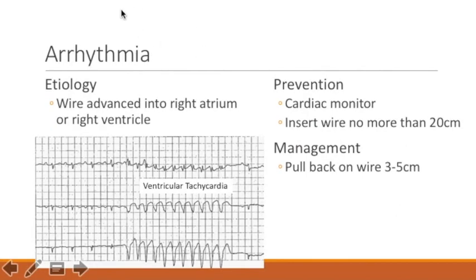Arrhythmias are common, often occurring when the wires advance too far into the right atrium or right ventricle. So you always want to have your patient on a cardiac monitor. You'd prefer to detect 8 beats of VTach and then pull back your wire 3 to 5 centimeters, as opposed to detecting it after 2 minutes when people are coming in and doing chest compressions. It's hard to complete the central line in the middle of the code.